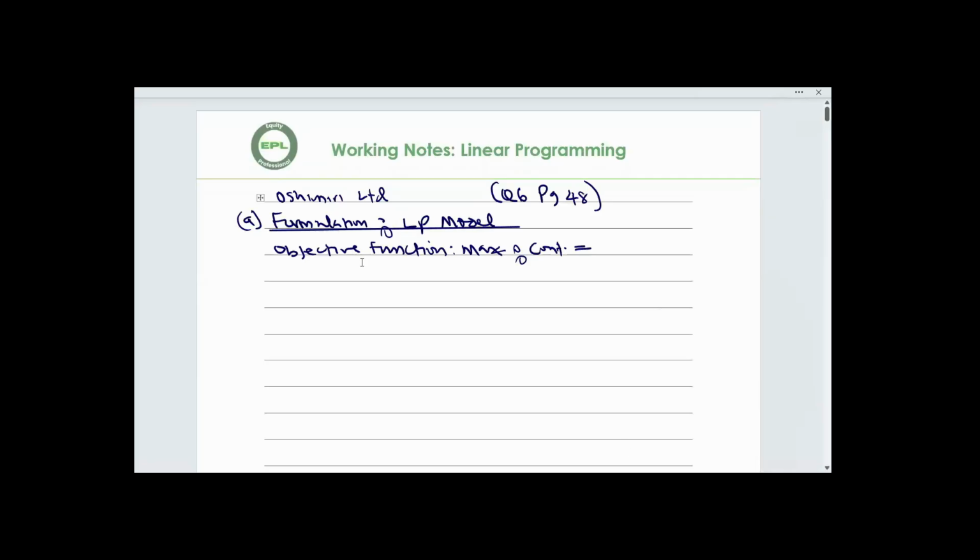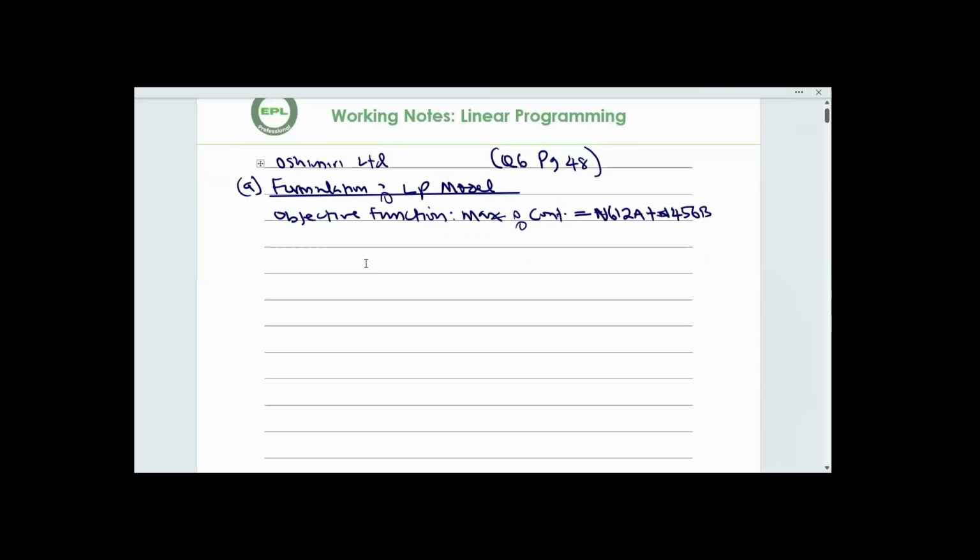So now that we have calculated the contribution, I can then come here to say 612 of A plus 456 of grade B. So with this, I have stated the objective function. Next one is to state all relevant constraints. According to the question, there are about 4 different constraints. So I'll just say subject to.